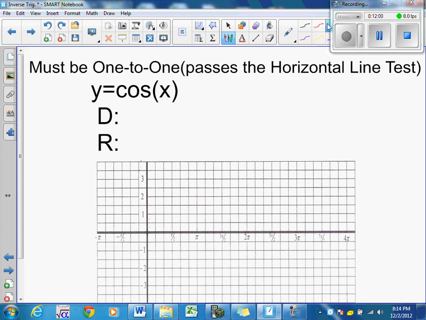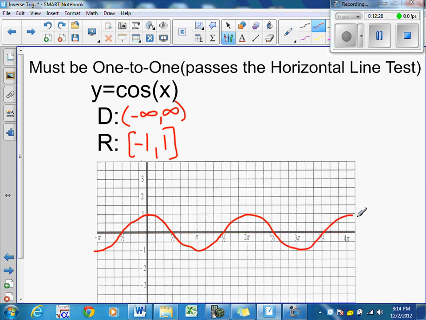So your cosine. Cosine's almost the same, right? Negative infinity to infinity, negative 1 to 1. I'll go a little quicker here. Try to draw my graph pretty good. Now we can see cosine also doesn't do real well on the horizontal line test. So we need to restrict it. Got to do the same thing. We got to restrict our domain to make it work.